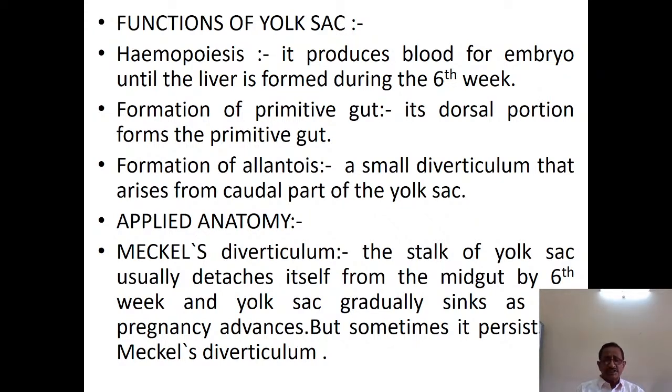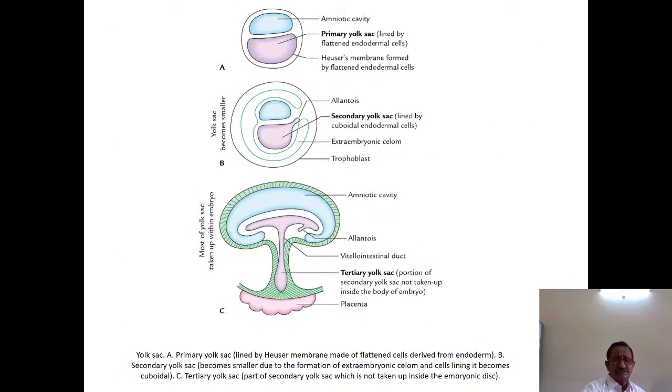The stalk of the yolk sac usually detaches itself from the midgut by the 6th week, and the yolk sac gradually sinks as pregnancy advances. But sometimes if the stalk persists, we are calling it Meckel's diverticulum. So Meckel's diverticulum is almost a persistent vitellointestinal duct. If this vitellointestinal duct stays back after completion of development, if it does not completely get absorbed, it forms the Meckel's diverticulum.